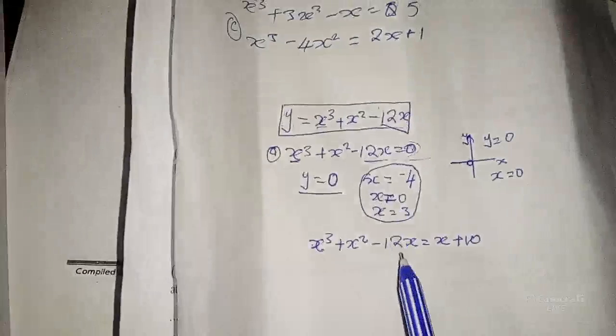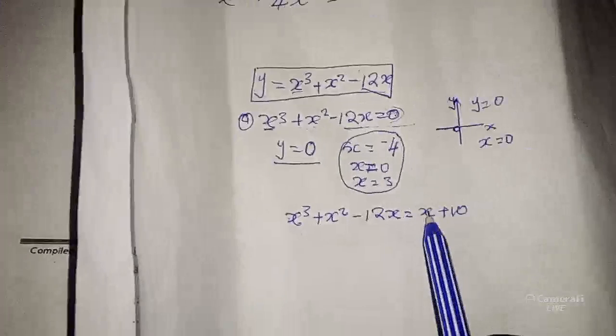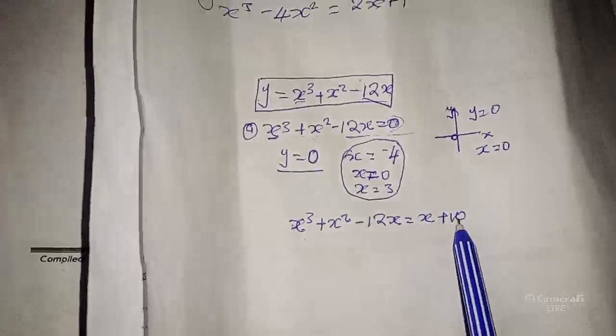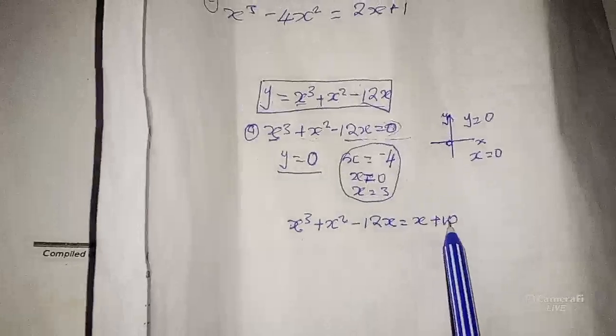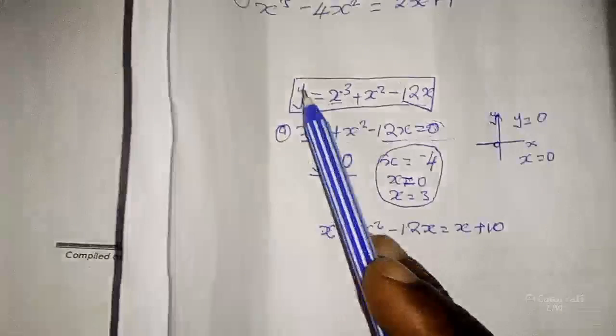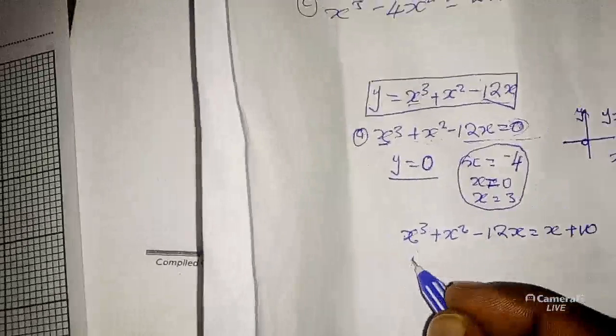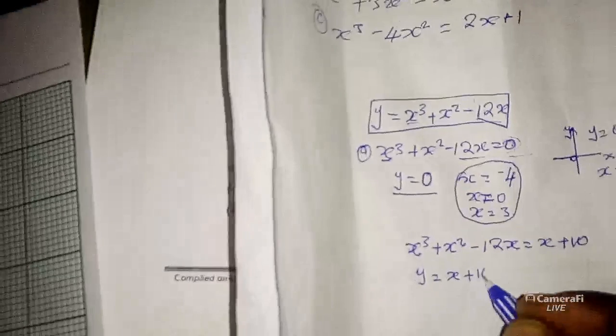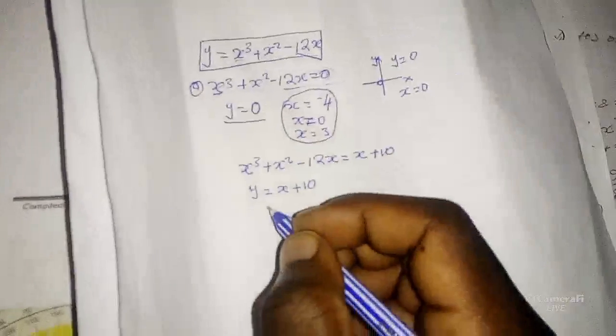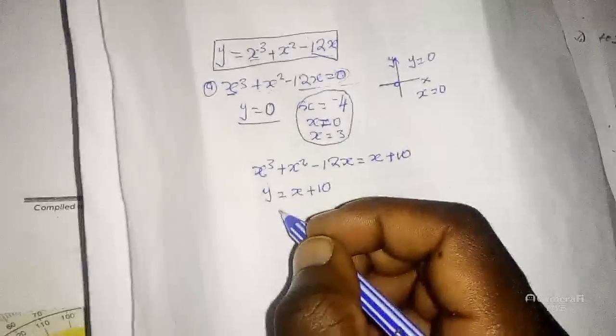So what you will say is, this part, x plus 10, has taken the part of what? Y. So what you do here, you say y is equal to x plus 10. That is the meaning of what we are doing.